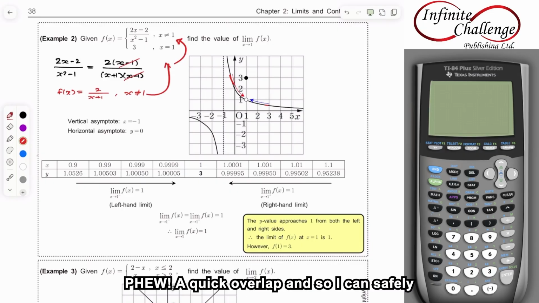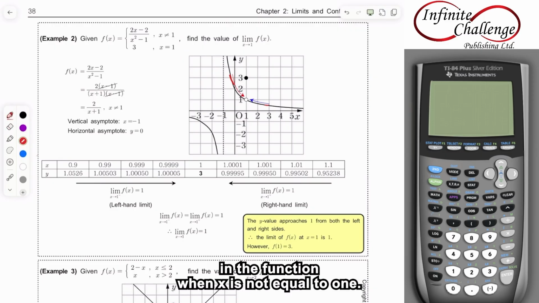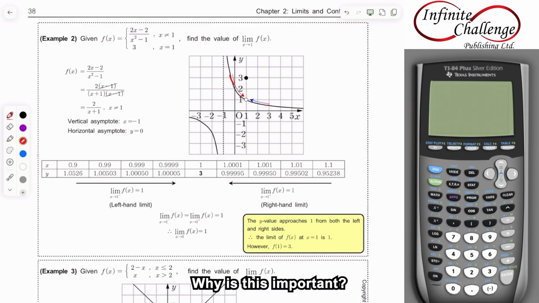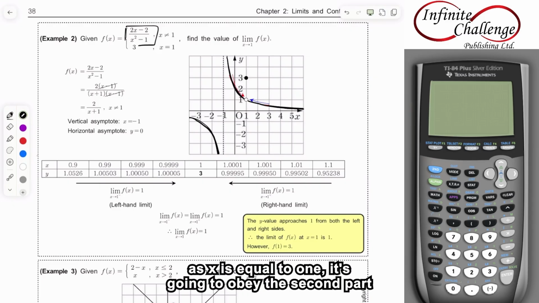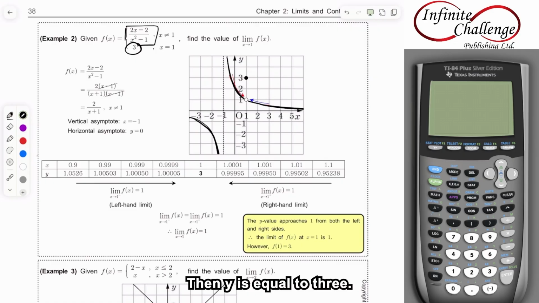Phew, a quick overlap. And so I can safely say there is a vertical asymptote in the function when x is not equal to 1. Specifically, a vertical asymptote of x equals -1 and a horizontal asymptote of y equals 0. Why is this important? How am I drawing the graph? Well, the graph, at least the first part of it, is a cool graph. But as long as x is equal to 1, it's going to obey the second part of that piecewise function where x is equal to 1, then y is equal to 3.